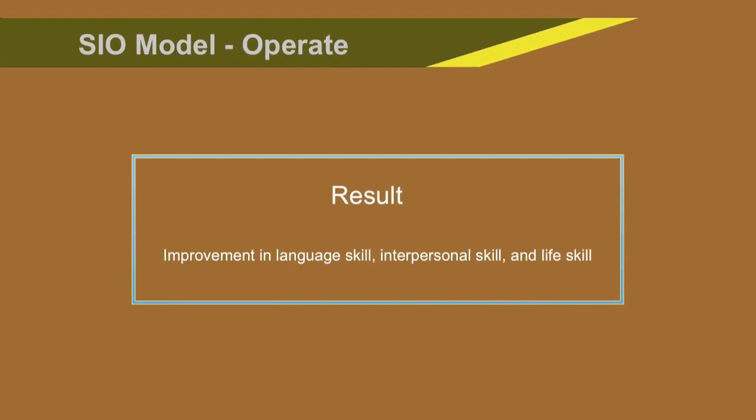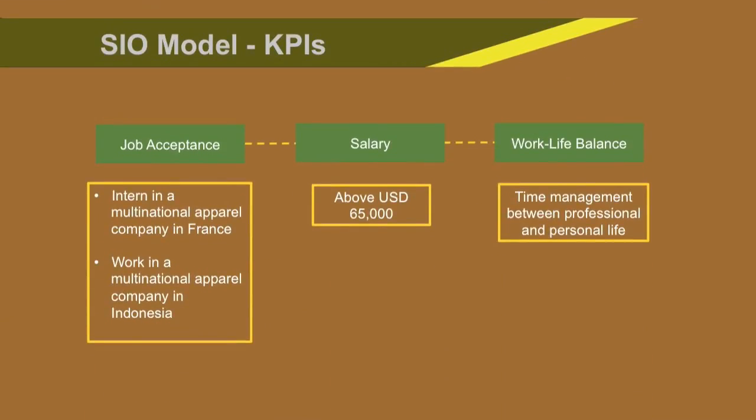And the next one is operate, which are the results from implementing the strategies. The results are improvement in my language skill, interpersonal skill, and life skill. So, the success of the SIO model will be measured by using the KPIs, which are getting the job acceptance, having the internship in a multinational apparel company in London, and working in a multinational apparel company in Indonesia. For the salary, it is about 65,000 US dollars per year, and having a work-life balance, which is time management between my professional and personal life.